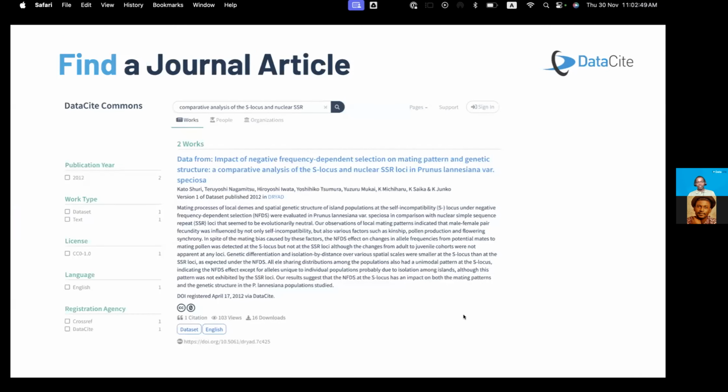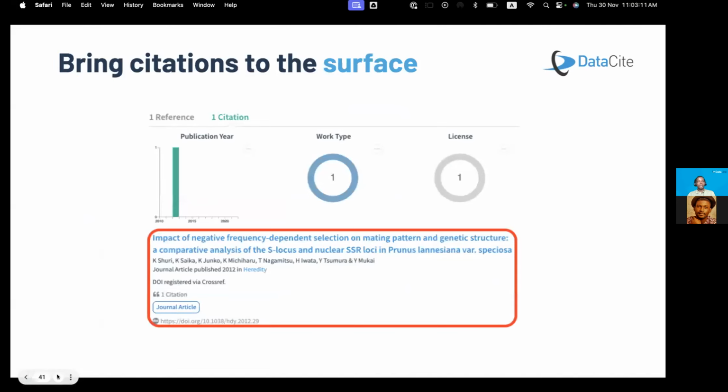Additionally, I can say, okay, find the journal article. I want to find an article. I could go in there, type the name, and it gives me the information about that article, the kind of work. There are two types of it here. I could see the citation. There's only one. 103 people have viewed it, and there are 16 downloads. So if you are the author, you are excited. It brings citation to the surface. So you can see your citation: this is my work.